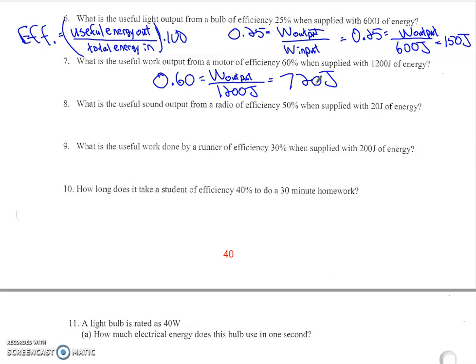What is a useful sound output from a radio of efficiency 50% when supplied with 20 joules of energy? All right, so it's asking us the same thing. Starting off with this 0.50, it's asking us for the output. It tells us the input is 20 joules. So 20 times 0.5, 10 joules.